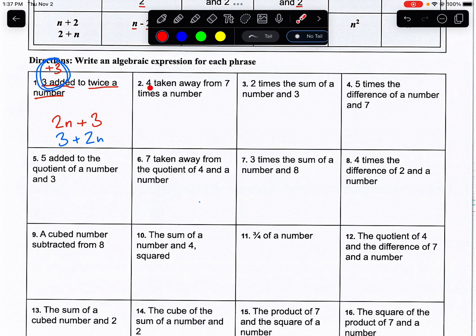Let's try number 2. 4 taken away from 7 times a number. So 4 taken away from, that is subtraction. And then you've got your second part, 7 times a number. 7 times a number is just 7 times a number. But this is wrong because this word from, we call that, or I call it, a switch word.